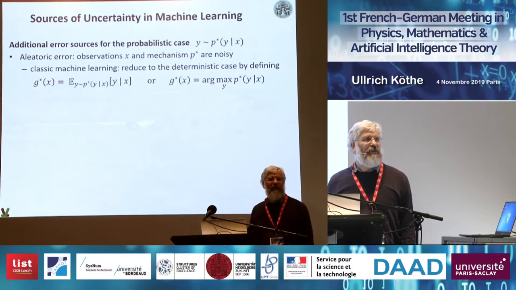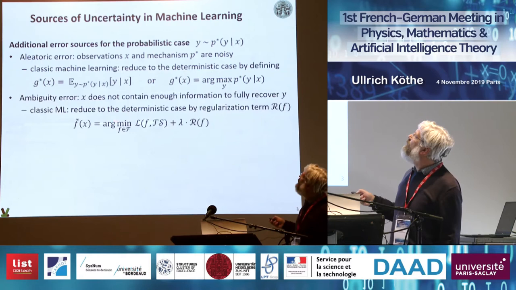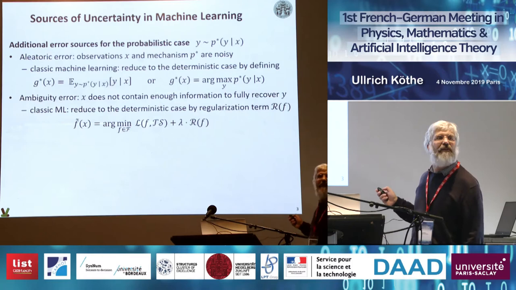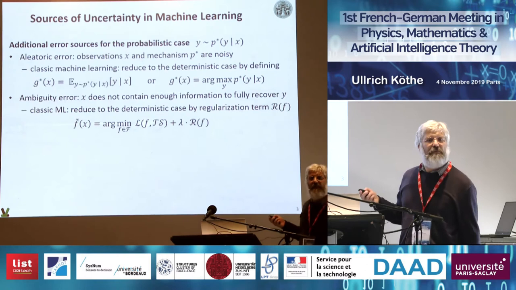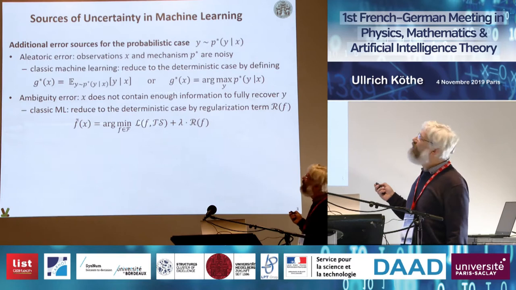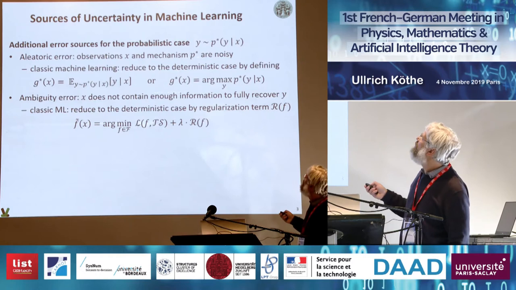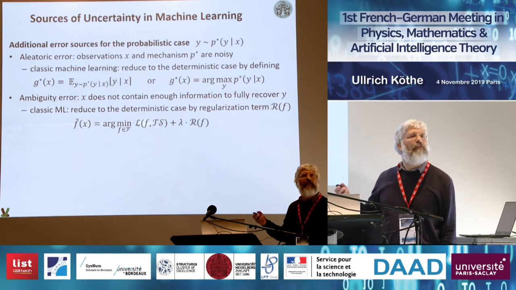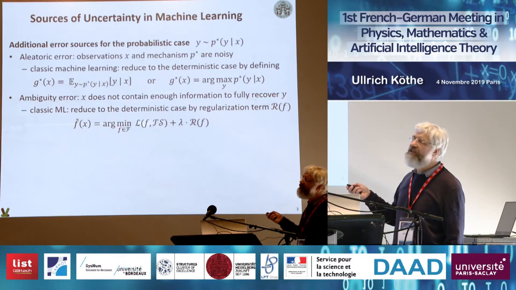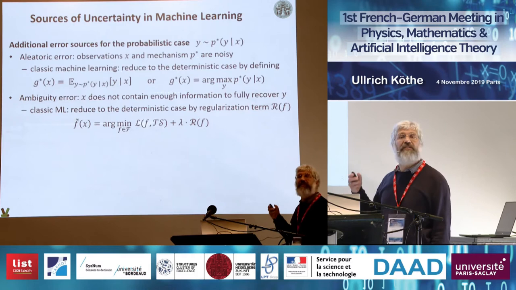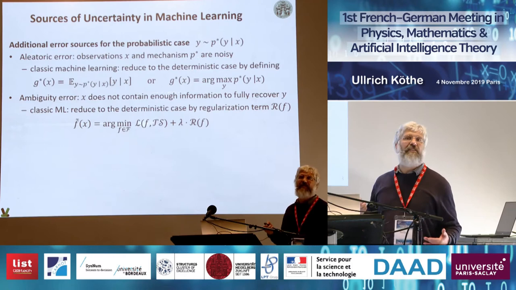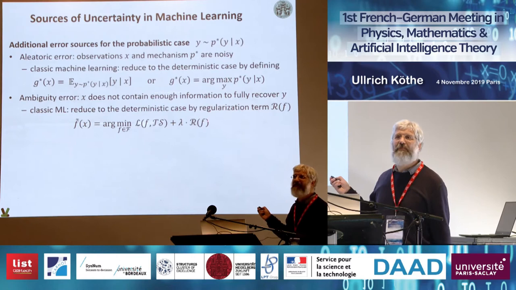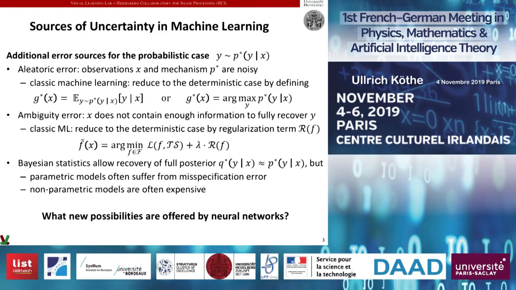The second is the ambiguity error. In general, X does not contain enough information to fully recover Y, so that the inverse mapping is ambiguous, and the standard classical solution is to apply some type of regularization so that the ambiguous loss plus the regularization term again result in an unambiguous deterministic solution. But once again, a lot of information is lost by regularization, especially if the regularization has no grounding in the application that we look at. Often this is just mathematically convenient, but not motivated by the application. And then, of course, what we get here is not what we actually would like to learn.